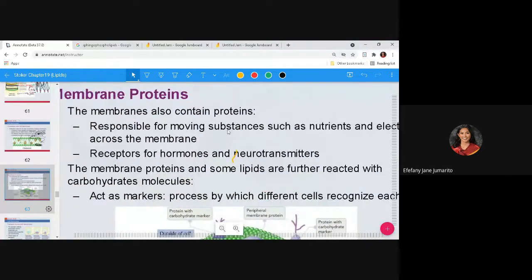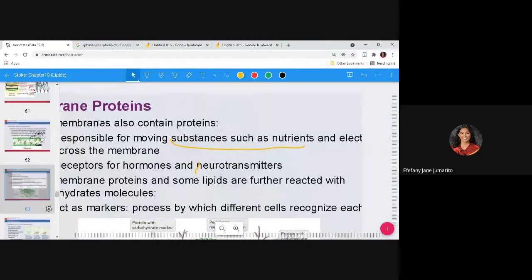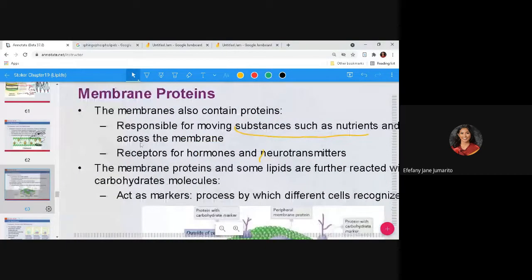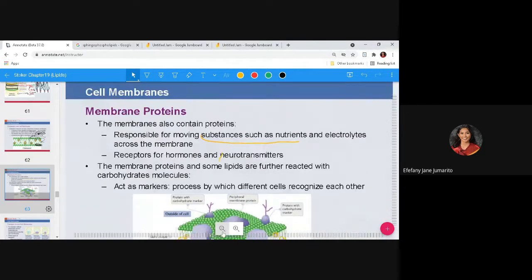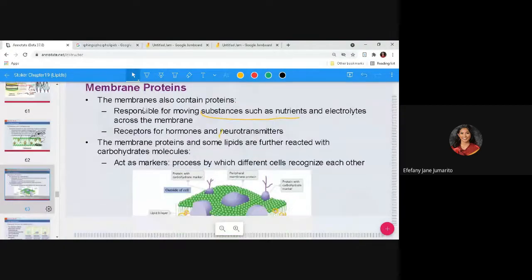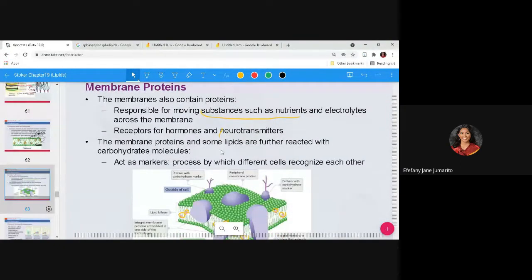The membrane also contains proteins responsible for moving substances such as nutrients and electrolytes across the membrane. Receptors for hormones and neurotransmitters. Again, class, our plasma membrane is the protective coating of our cell. So again, it's semi-permeable. It selects who is allowed to go inside and who is allowed to go outside.